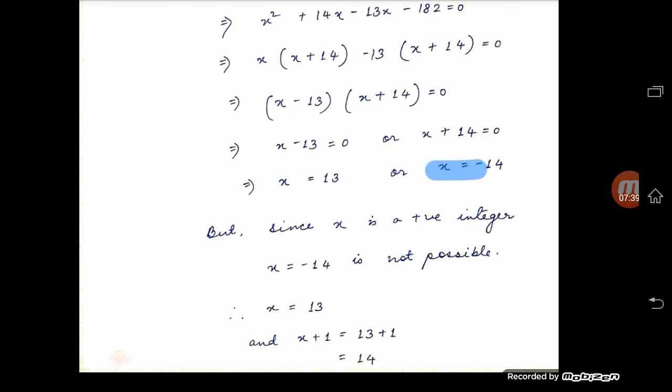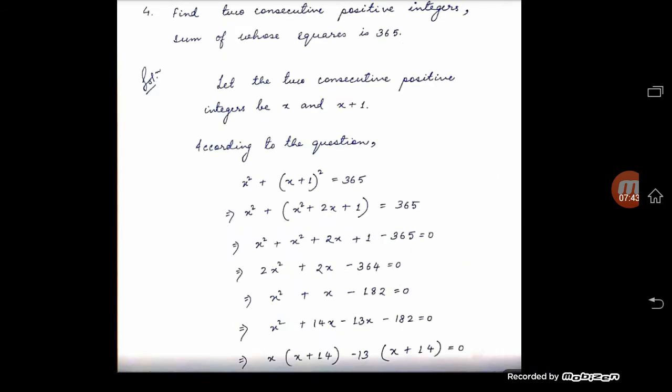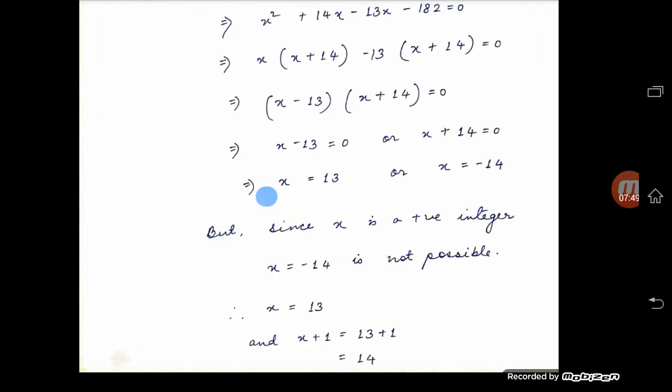Now in question C, we are told that the two consecutive integers are positive. So x has to be positive, it cannot be negative. So x equal to minus 14, we eliminate it. We take x equal to 13.